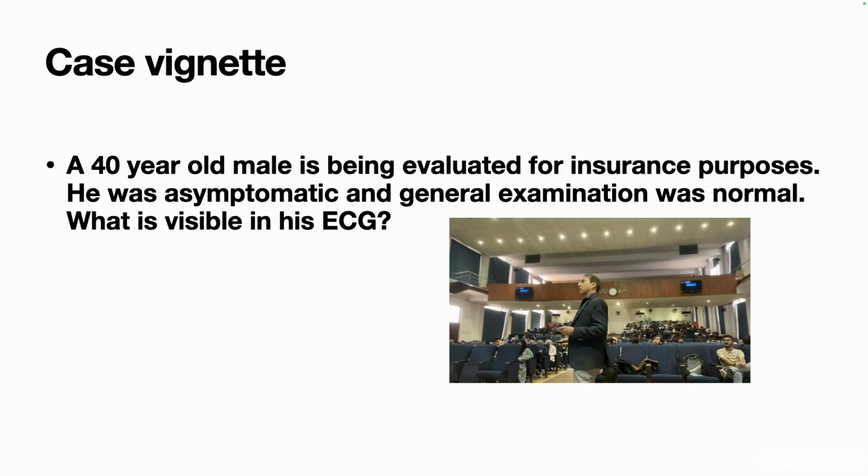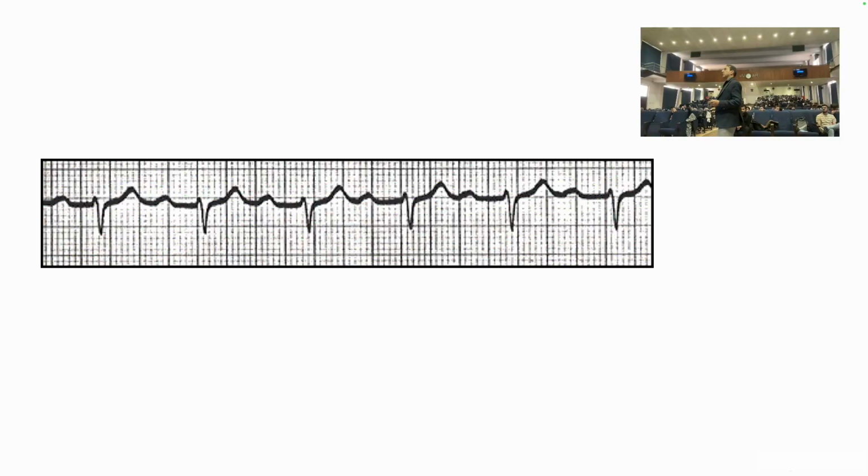Now another case, a 40-year-old male is being evaluated for insurance purposes. Patient is asymptomatic, general examination was normal. What is visible on this patient's ECG? Now what do you see on this ECG? Inversion of what? QRS complex is downward. It may be downward in some of the leads. So you see a long PR interval. You see a pretty long PR interval.